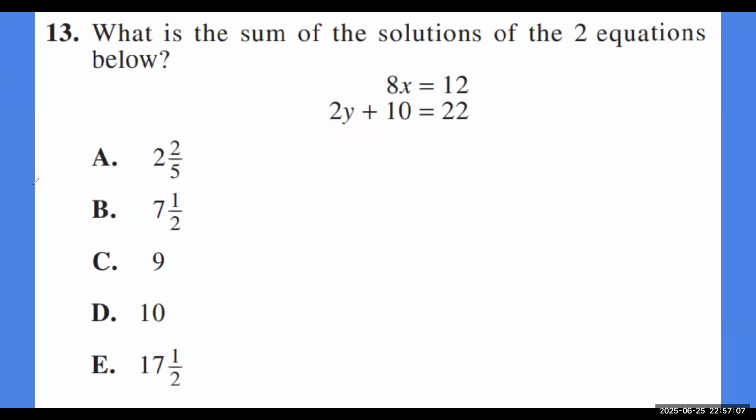What is the sum of the solutions of the two equations below? 8x equals 12 and 2y plus 10 equals 22. So some of you might be confused what this question is asking. It kind of looks like a systems of equations type problem where you have to find the value of x and find the value of y, but it's actually a lot easier than that because it doesn't have two variables in each equation. It has a single variable in each equation.